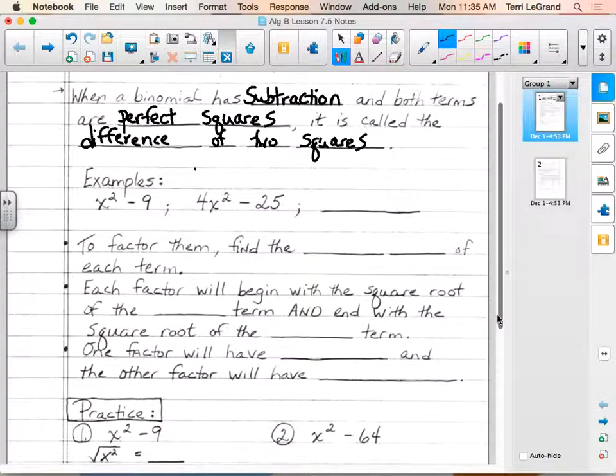Examples of some special binomials. X squared minus 9. It has subtraction. How do we decide if the terms are squares or not? What does that mean? How do we say, oh, that's a perfect square? What makes a perfect square? Or can somebody give me an example of a perfect square?